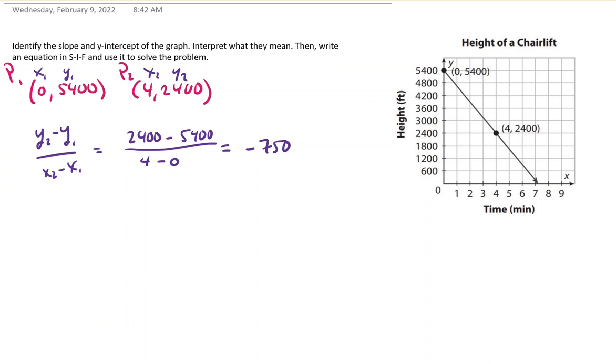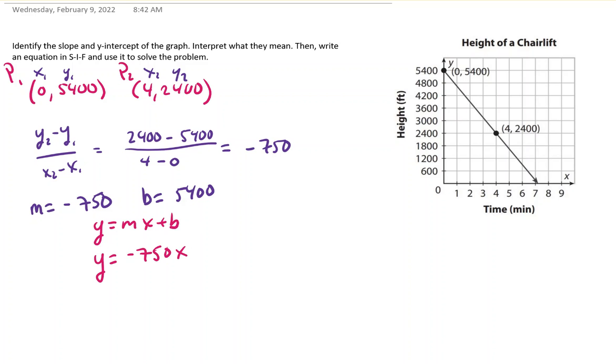We do the math, and it turns out to be negative 750, which makes sense because you're going downwards, so it's going to be a negative number. So our slope is m equals negative 750. And we have a y-intercept, b equals 5400. We really have everything we need, so we can find the slope-intercept form, which is y equals mx plus b. So y equals negative 750x plus 5400.